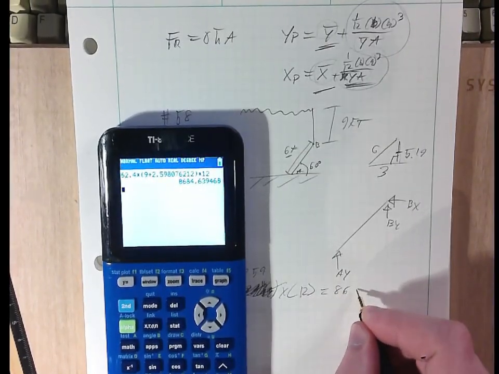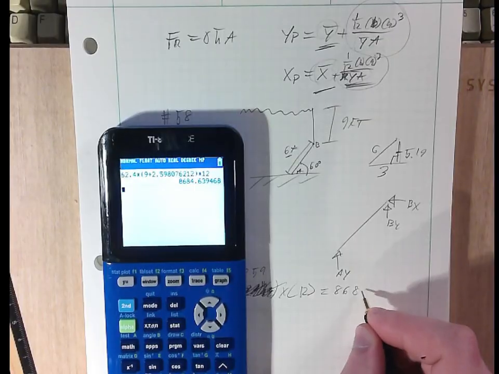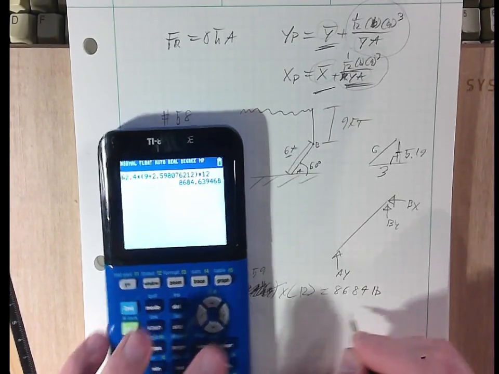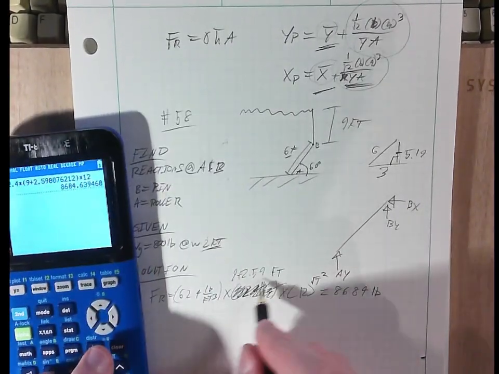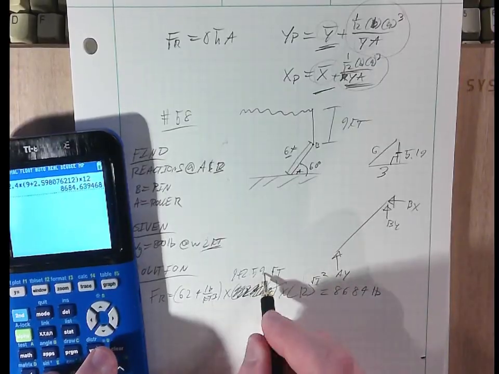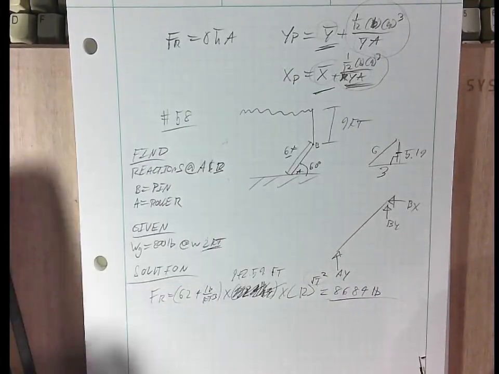Here we go, 86,84 pound. Remember, this is in feet and this is in feet squared. So we have feet cubed times feet squared. These cancel out and we're left with just pound. All right.